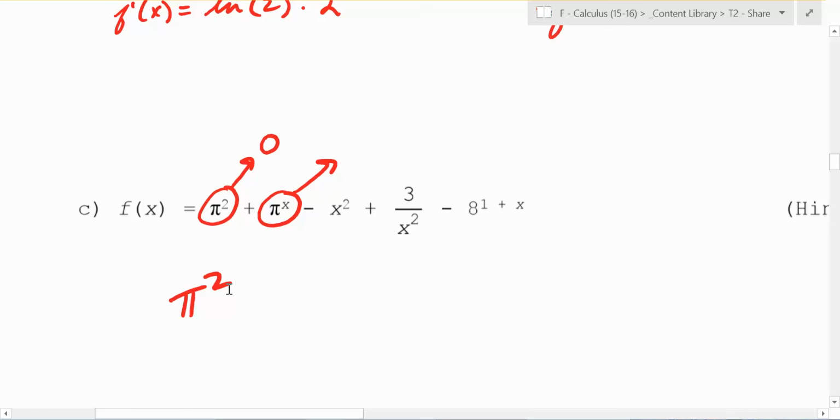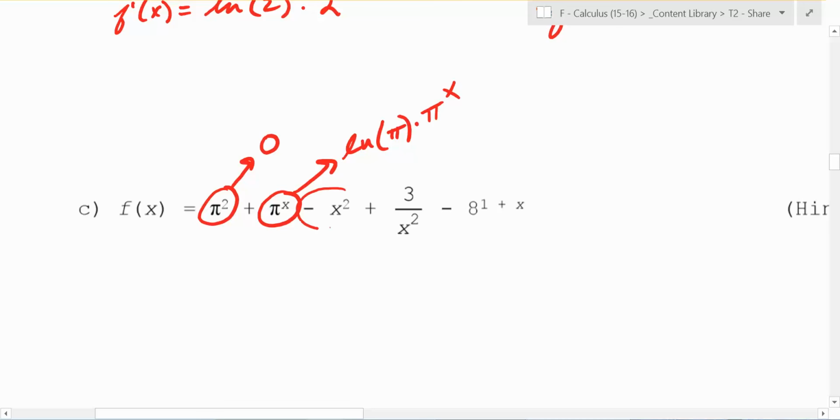Are you with me so far? The question is set up specifically to get you to do that, because many people are going to write 2 times pi as the derivative. That's not the derivative of pi squared. What's the derivative of pi to the x power? Well, we just learned that it's ln of pi times pi to the x.